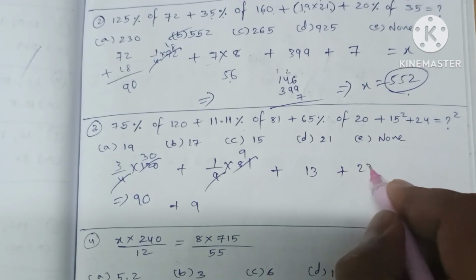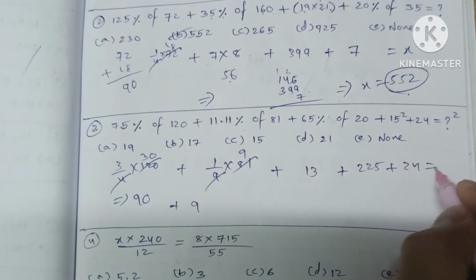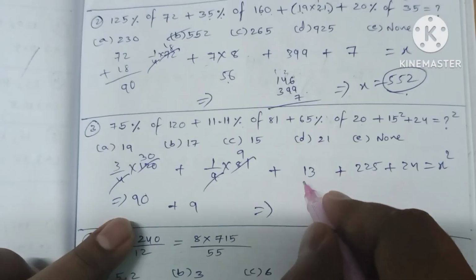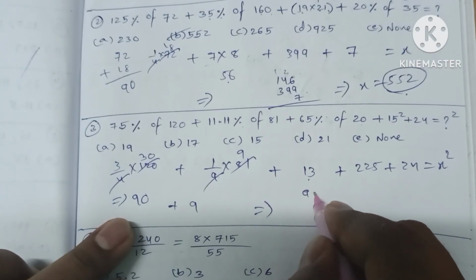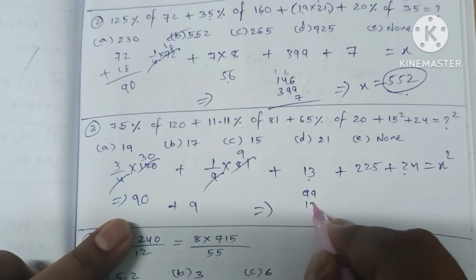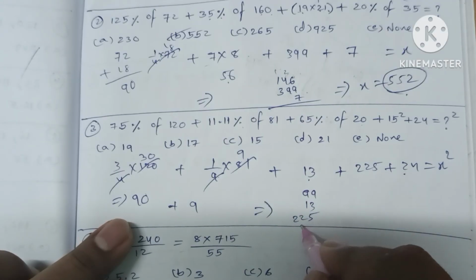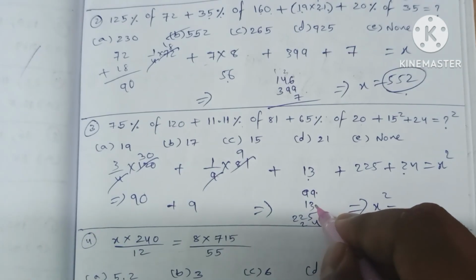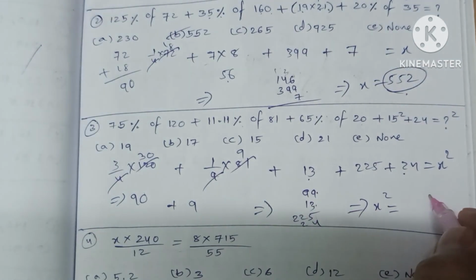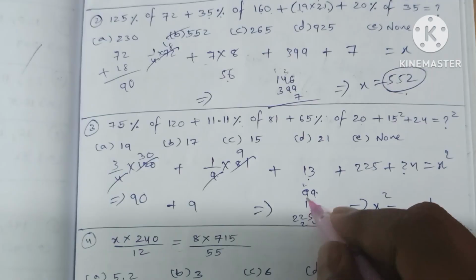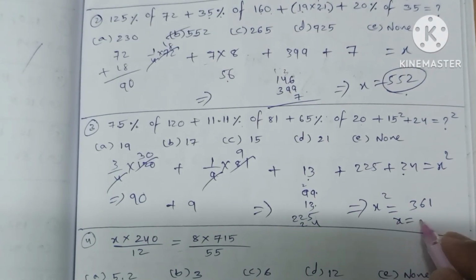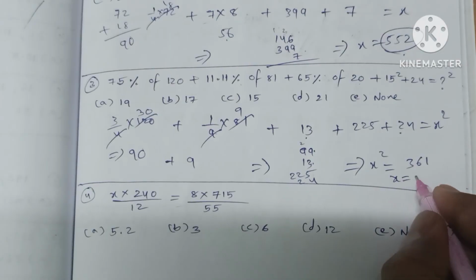15 square 225 plus 24 equals to x square. So totally we have 90 plus 9 plus 13 plus 225 plus 24, x square equals to 361. So x value will be 19.